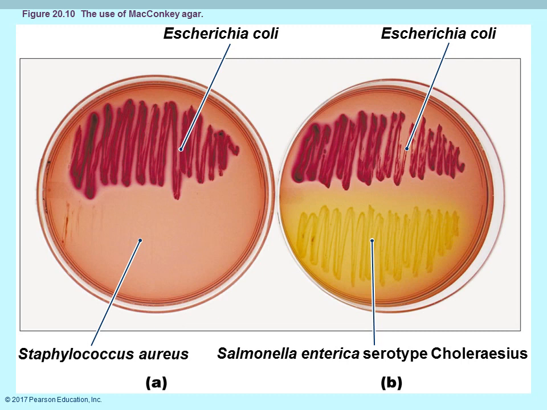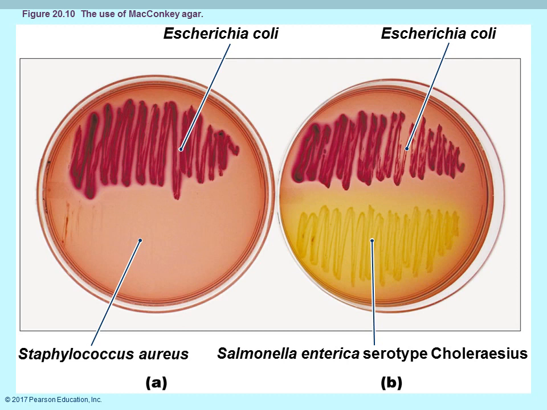Another example of some of the biochemical testing that we can use. This is showing an example of one. It's the MacConkey agar. The MacConkey agar on the left has been inoculated with both Staphylococcus aureus on the bottom and Escherichia coli on the top. MacConkey agar is a selective and differential medium.